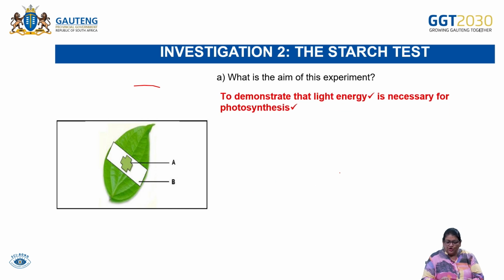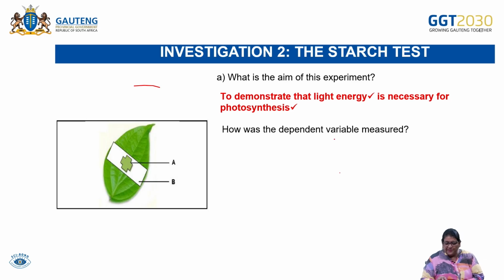The aim is going to be to investigate that light. What is the aim of this investigation? You can say to investigate whether light is necessary for photosynthesis, or you're doing this to show that light is necessary. You can use it in two ways. The aim could be to investigate whether light is necessary for photosynthesis, or you are doing this test to show someone that light is essential for photosynthesis. And how you're going to show that person is eventually by doing the starch test. So, to demonstrate that light energy is necessary for photosynthesis.